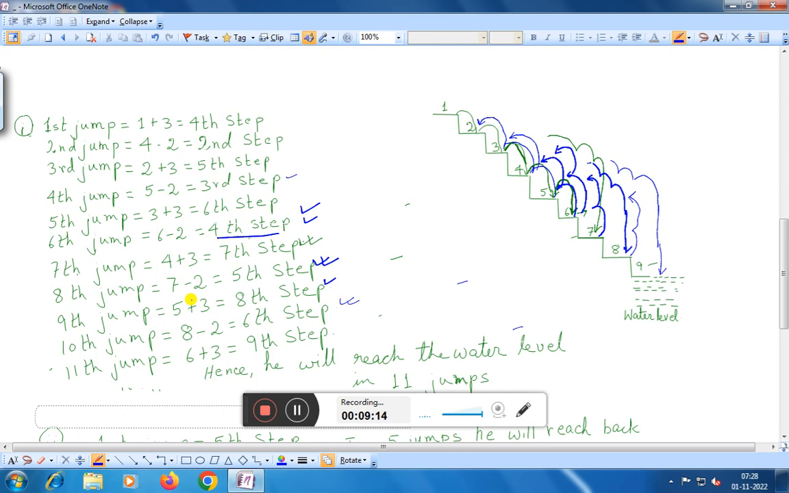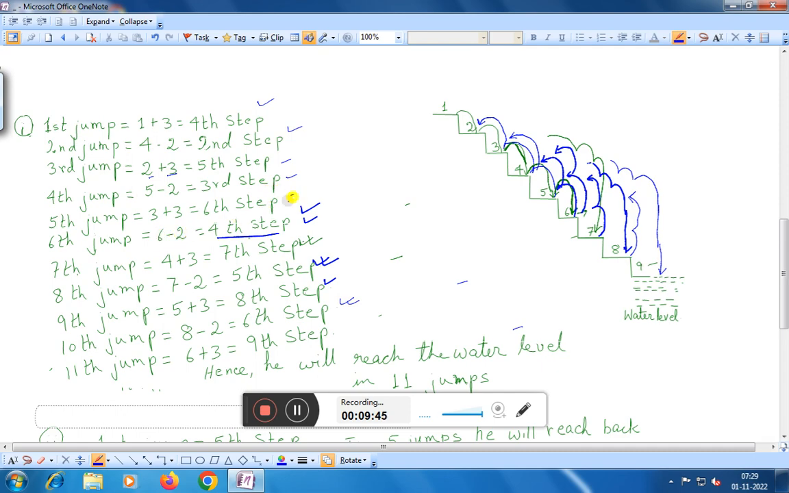We are again repeating this one. In the first jump he will reach 1 plus 3, because this one is 1, 2, 3, 4th, right? That means he goes 1 plus 3, the 4th step. And 2 steps backward means 4 minus 2, the second step. And again it will repeat: 2 plus 3 is the third jump, fifth step, and 5 minus 2 is the third step, and again 3 plus 3, sixth step.